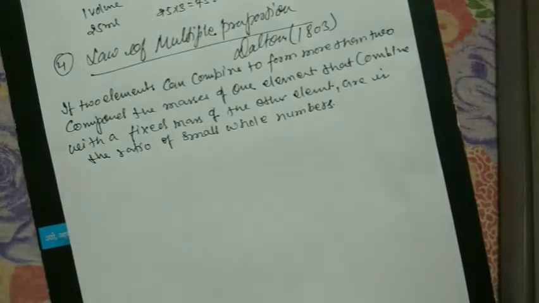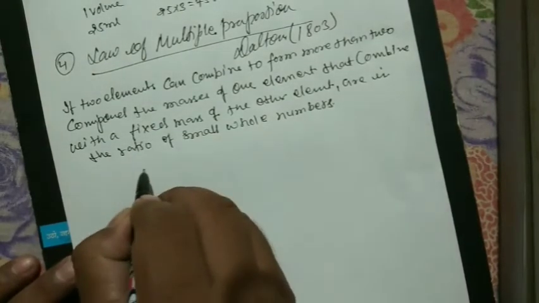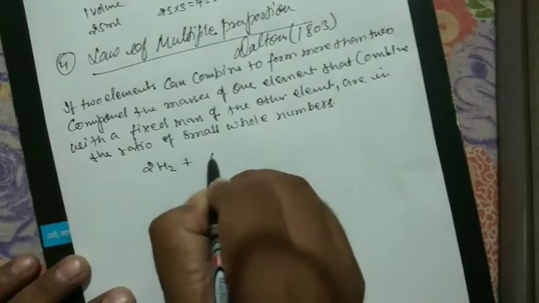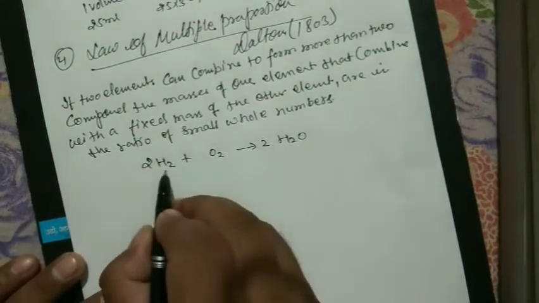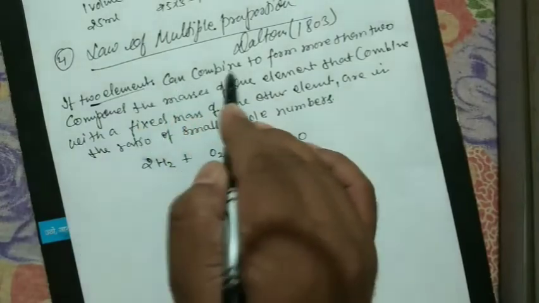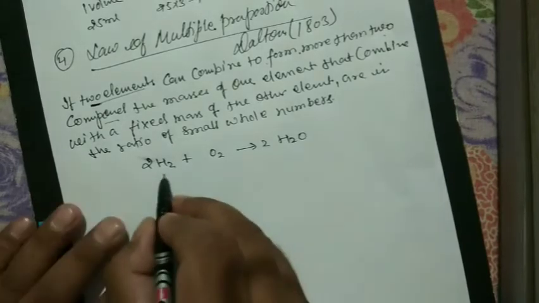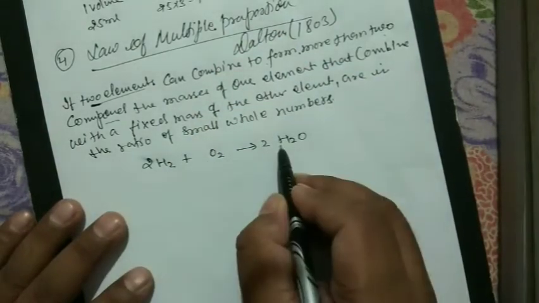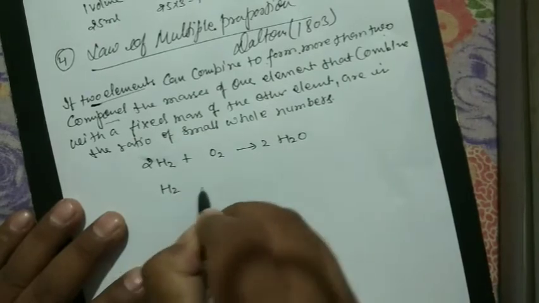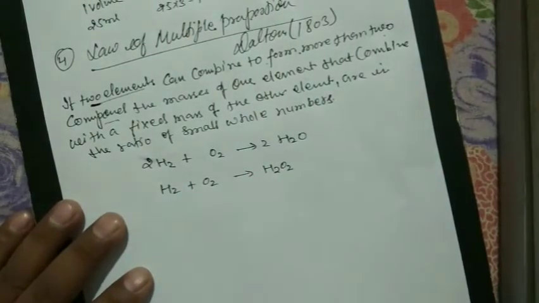For example, 2 mole of hydrogen reacts with 1 mole of oxygen to give 2 mole of water, right? And what does it say? Two elements can combine to form more than one compound. Here the two elements are hydrogen and oxygen. Here hydrogen and oxygen combine to make water. Again, hydrogen and oxygen combine to make H2O2, that is hydrogen peroxide.